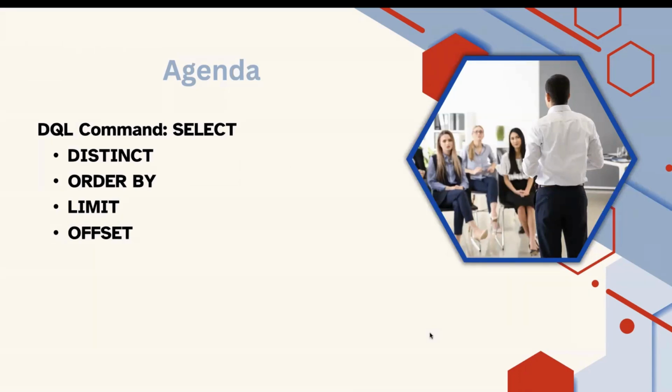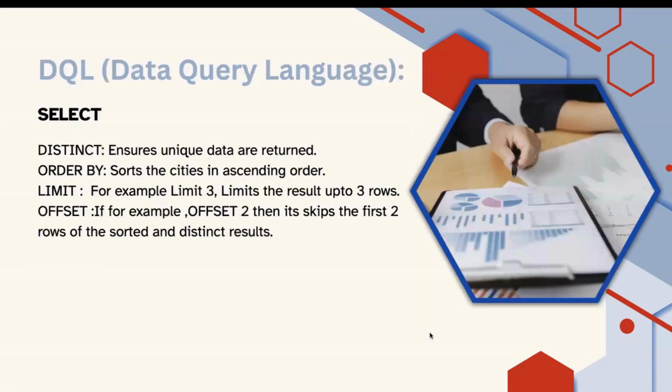As a data analyst or data scientist, most of the time they are retrieving data from the database to analyze the data, to visualize the data, and to prepare models. So how do we retrieve the data? The select statement is one of the very important statements used to retrieve data. So what is the distinct method? With distinct, we ensure that only unique data is going to be returned.